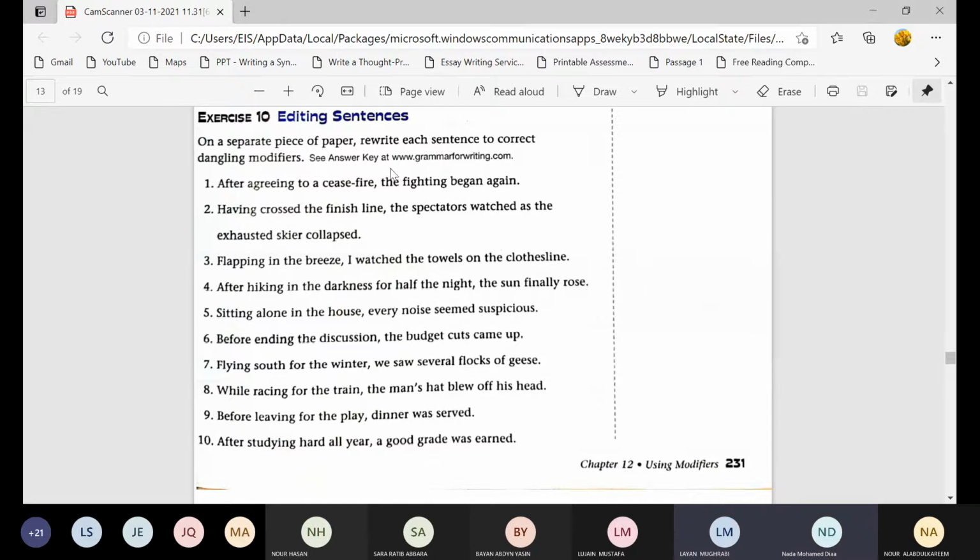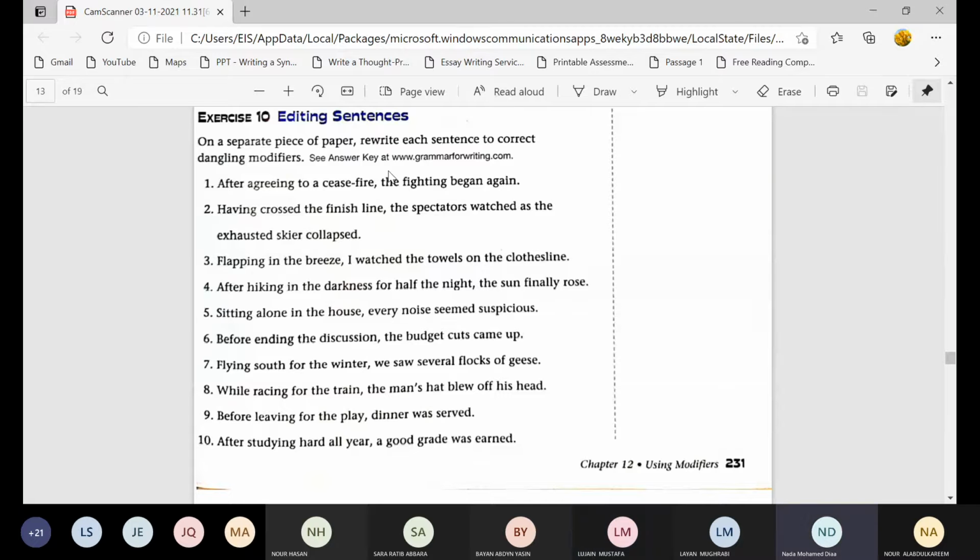Excellent. The tribes, because here after agreeing to a ceasefire will modify tribes. Excellent, dear. So I had to add a word from outside because I don't have it here, because it is a dangling modifier, not a misplaced modifier. I have to change its placement. No, it is dangling, so I have to add one. Miss, can you repeat the word that's added? I repeat the sentence? No, only the word that she added. The tribes. Yes, okay, thank you, Miss.